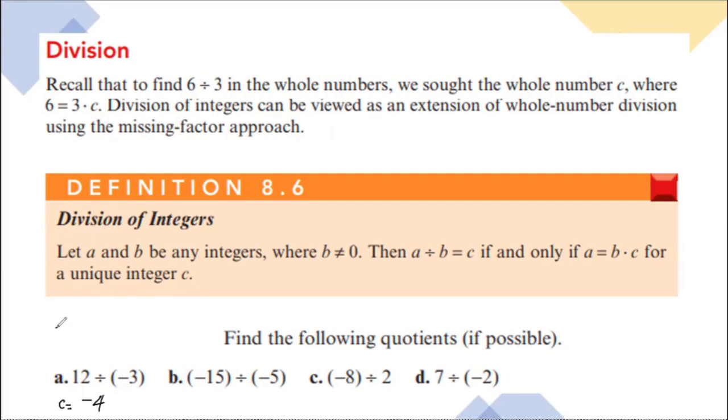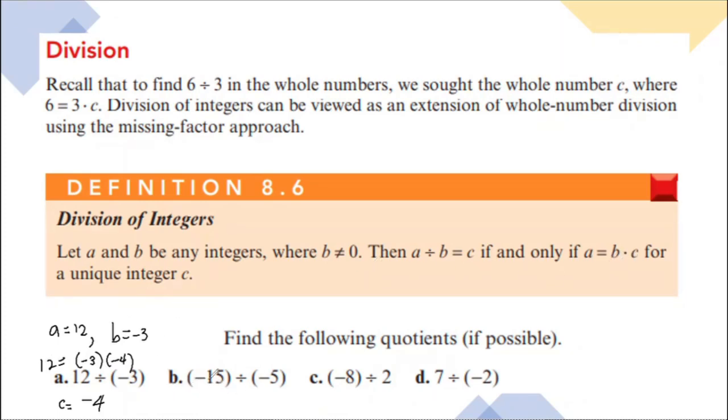Let's say kung ang A mo ay 12, then ang iyong magiging letter B ay negative 3. So, ang magiging letter C ay negative 4. Because if we're going to check it, 12 is the same with the product of negative 3, standing for B, and negative 4, standing for C. So, negative 4 times negative 3 is positive 12, which is true by the definition.